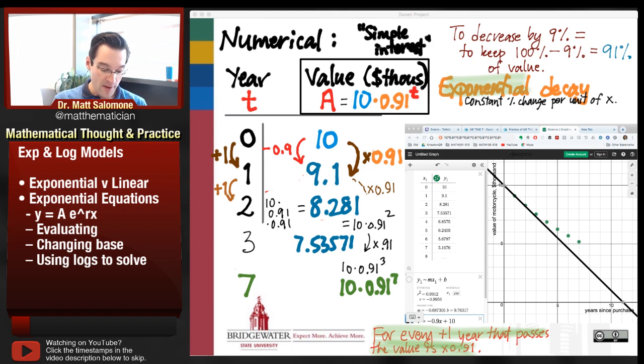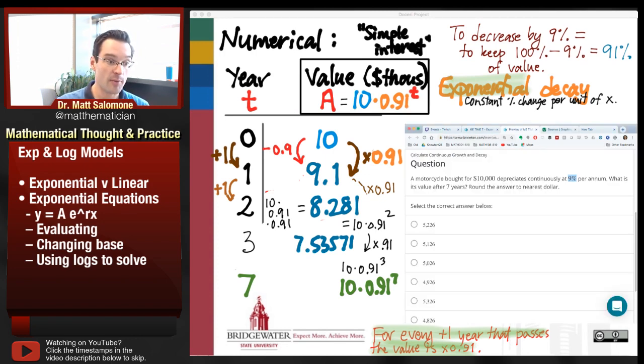Basically, what it means is that this 9% that's given to us in the original statement of the problem is exactly the percentage of value that is lost at the end of each 1 year period. So when I compare my value today to my value 1 year ago, I have lost exactly 9% of that 1 year ago value today.